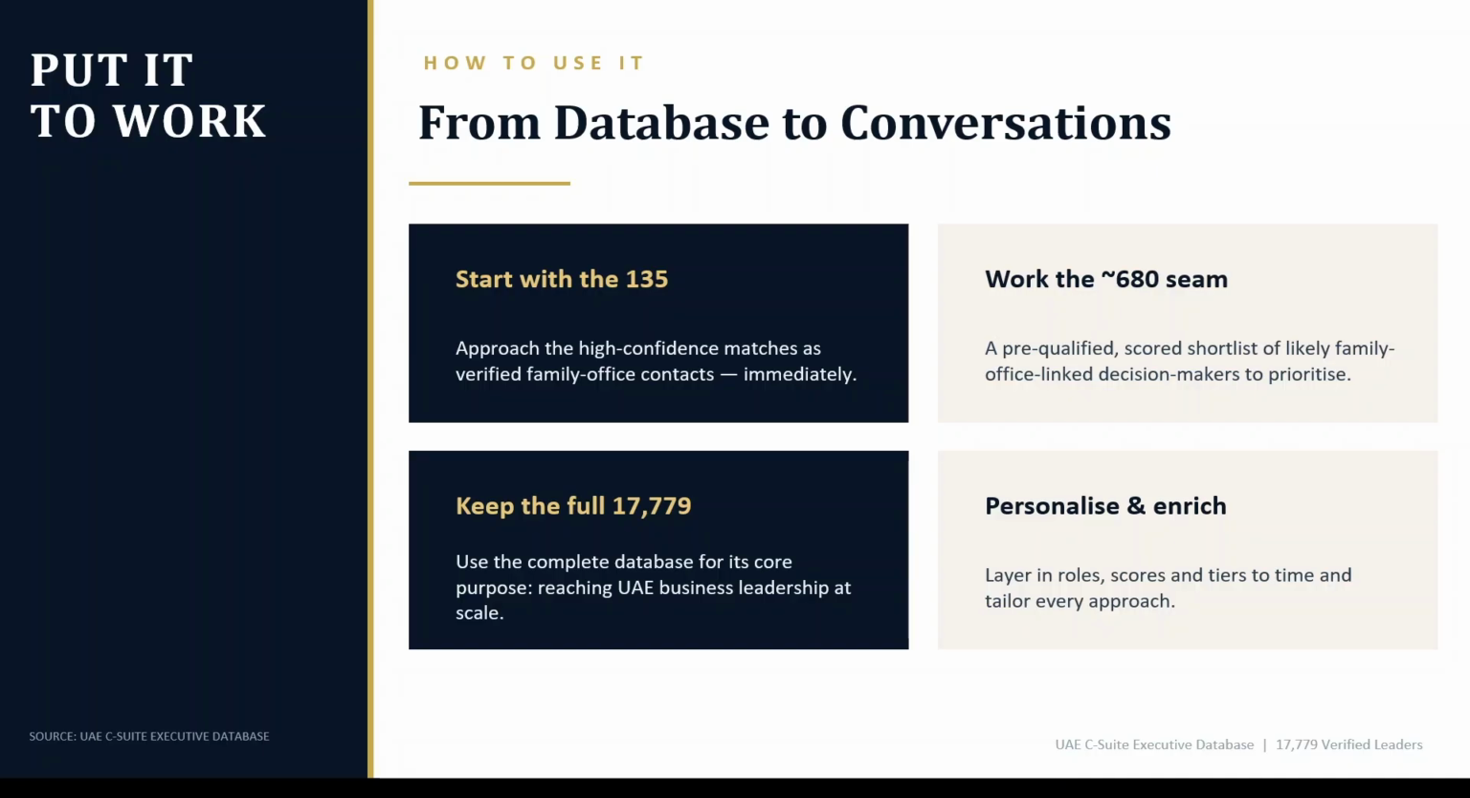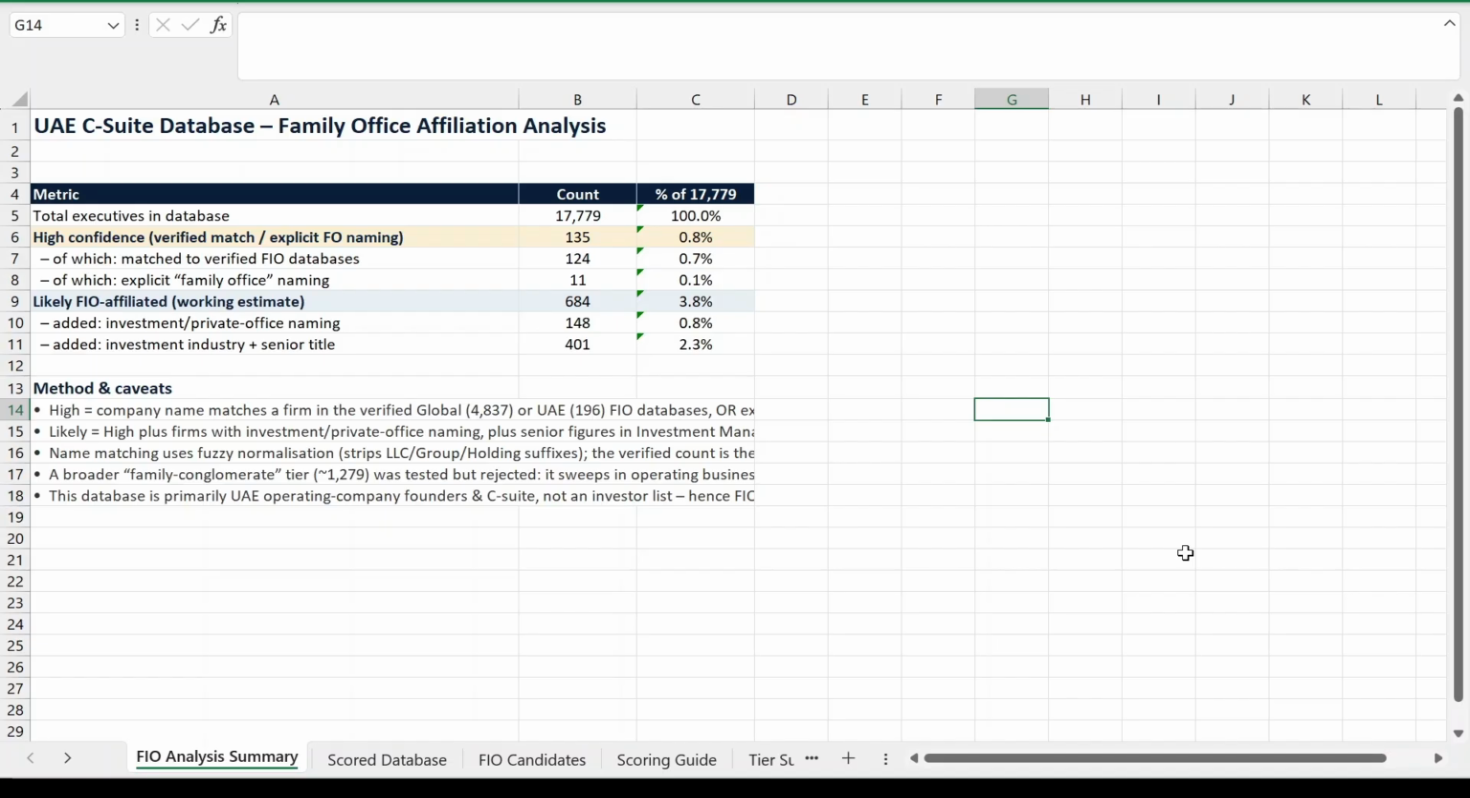But you're going to keep the full 17,779. That's to use the complete database for its core purpose, reaching UAE business leadership at scale. Again, on my website, you can see some of the salary ranges for these parties, and many of them are going to fall under high net worth, and many are going to be ultra high net worth. And then personalize and enrich: you're going to layer in role scores and tiers to time and tailor every approach. Okay, now let's take a look at the database on the Excel sheet.